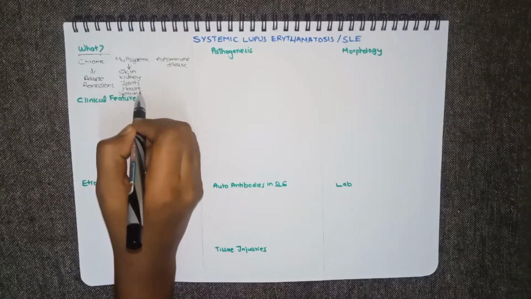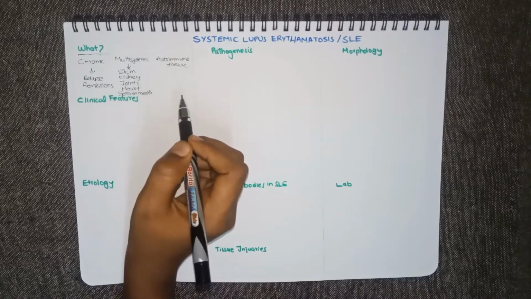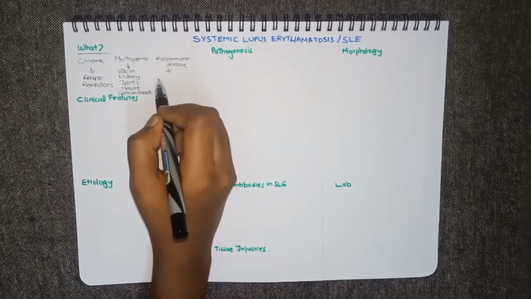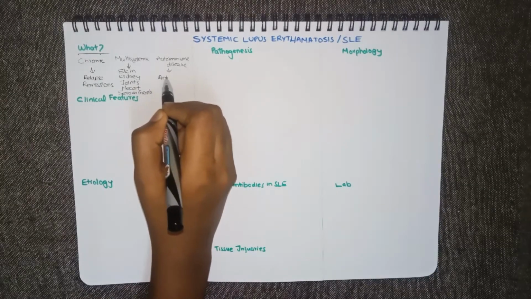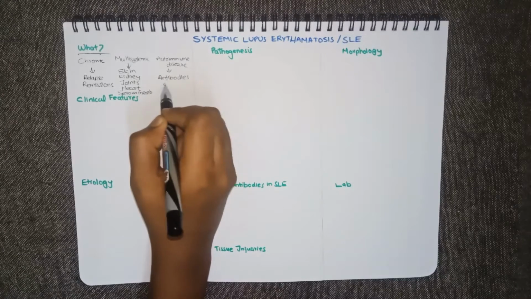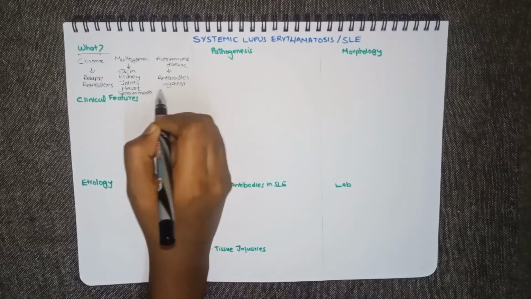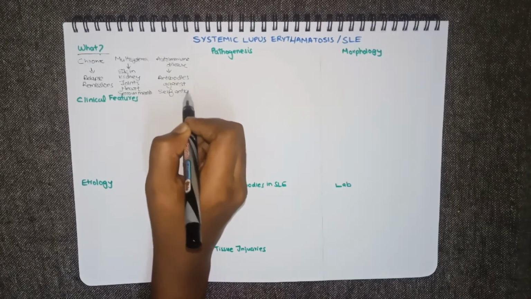Now, it is said that it is an autoimmune disease. That means the body produces antibodies that can damage our own cells. So, we can say that SLE is a disease of our immune system.